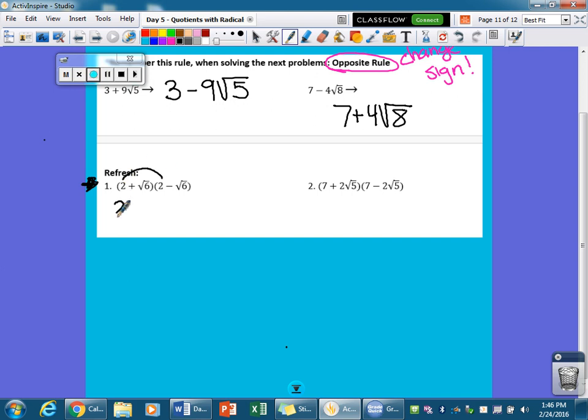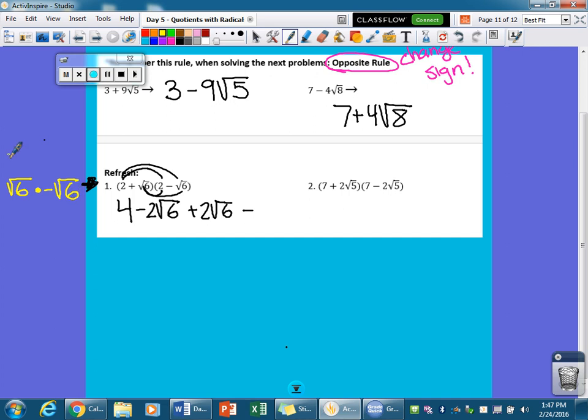2 times 2 is 4. 2 times negative square root of 6 is minus 2 square root of 6. Right here we have plus 2 square root of 6. And my last one is square root of 6 times negative square root of 6. Now you should know what that means already. We've done them. I'm just going to do a little sidebar here on this last one.